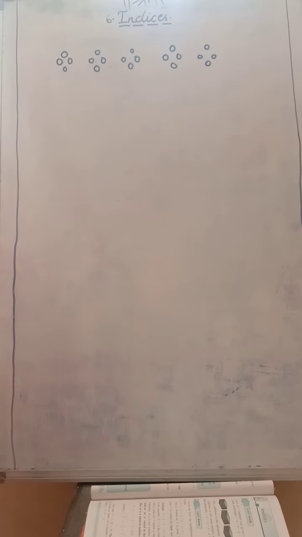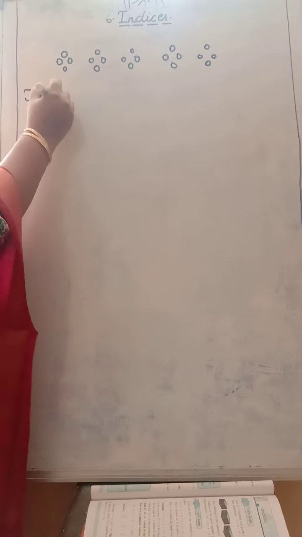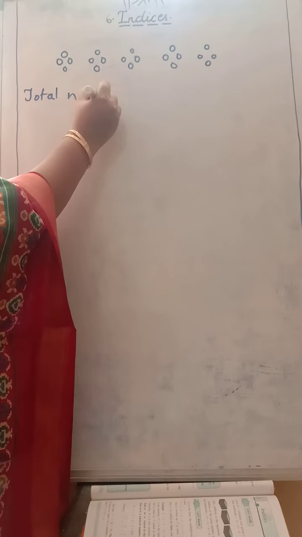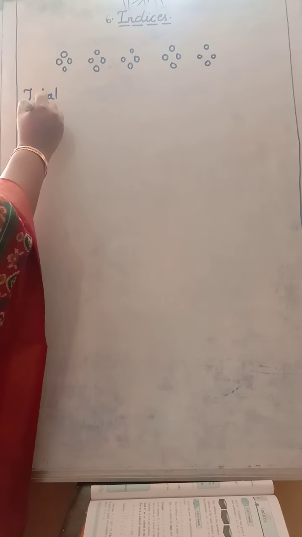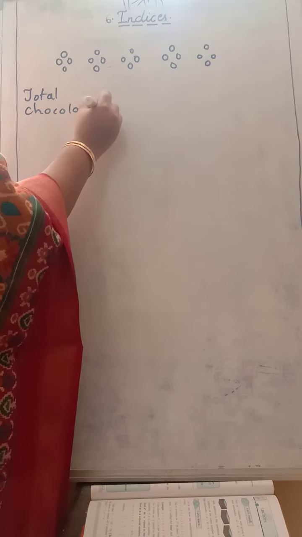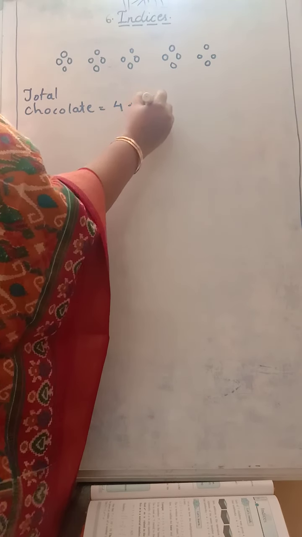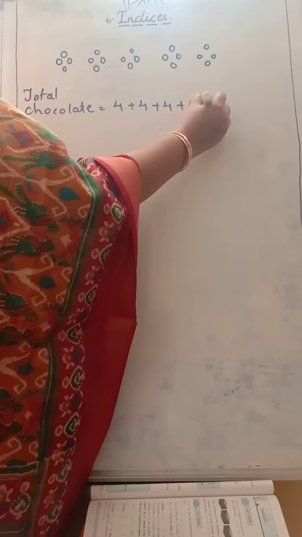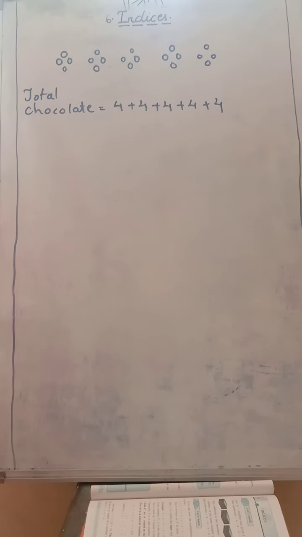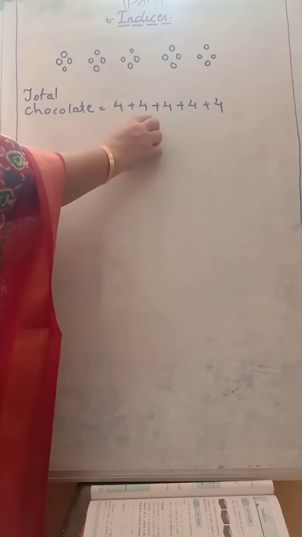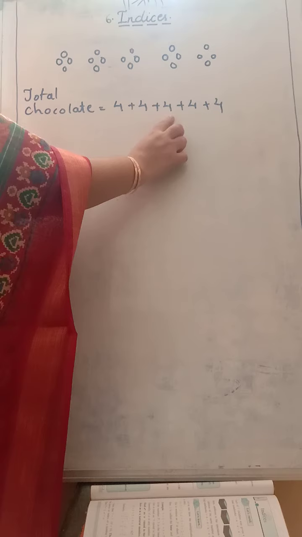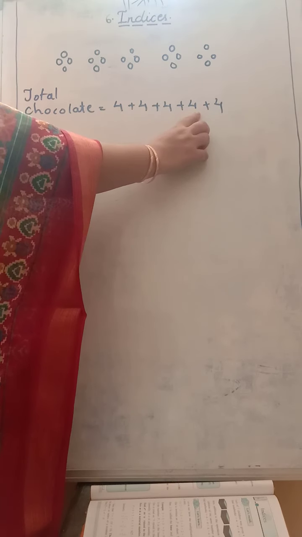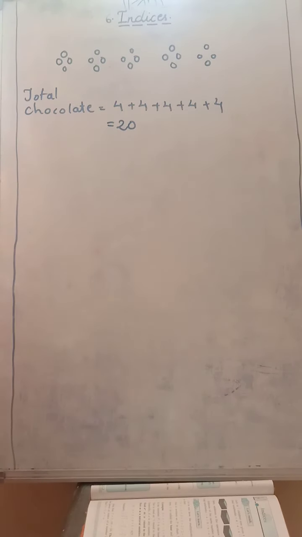So how can we write the total number of chocolates? See, the total chocolates will be how much? 4 plus 4 plus 4 plus 4 and plus 4. So did we write 4 5 times, children? So what is the addition? 4 plus 4? 8. 8 plus 4? 12. 12 plus 4? 16. And 16 plus 4? 20. So total chocolates what all the students have got, that is 20.